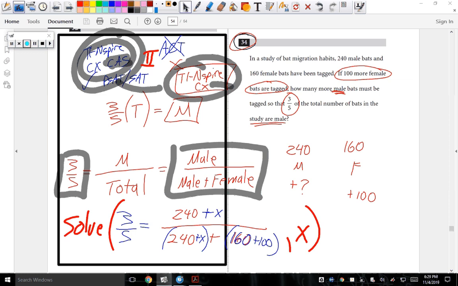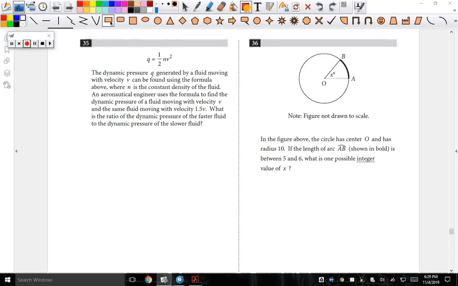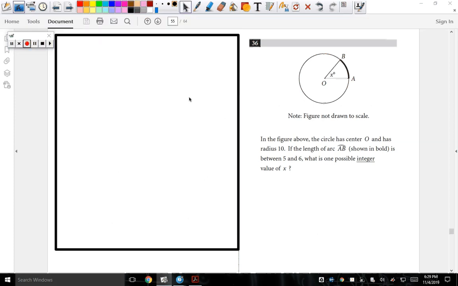Okay, so let me pause this. Okay, so 36 is also a common struggle people have. And it's just from remembering. It's been a while since we've done geometry, some of us. And this is very, very important.